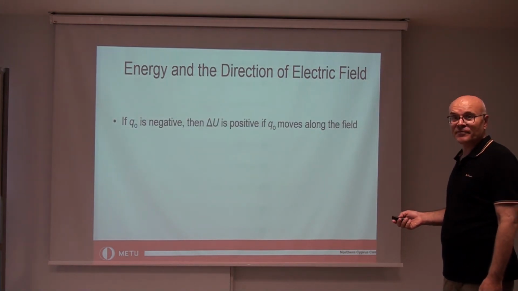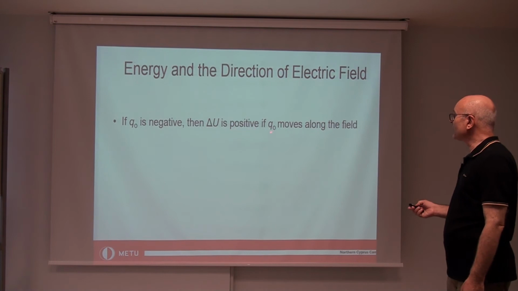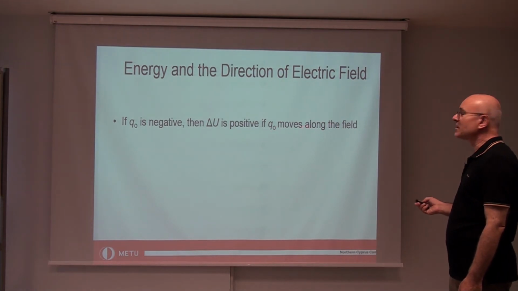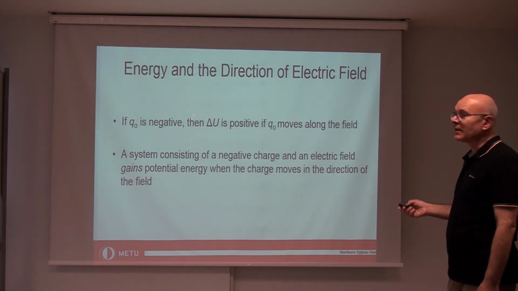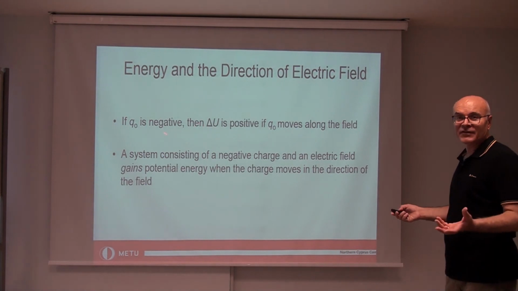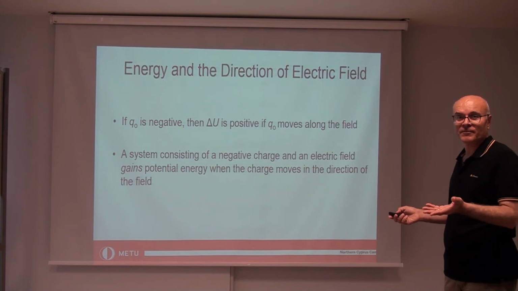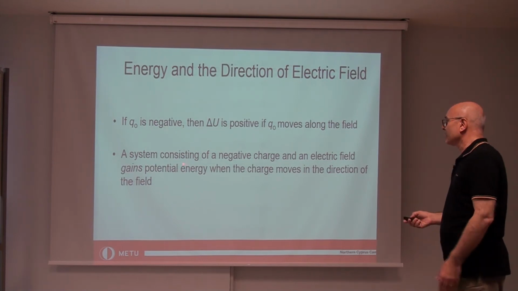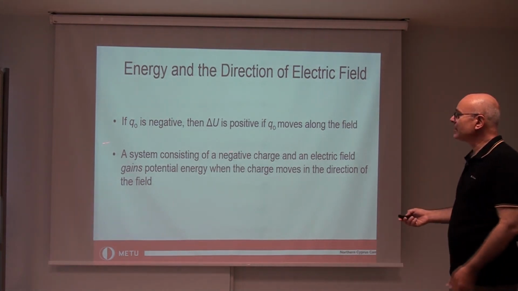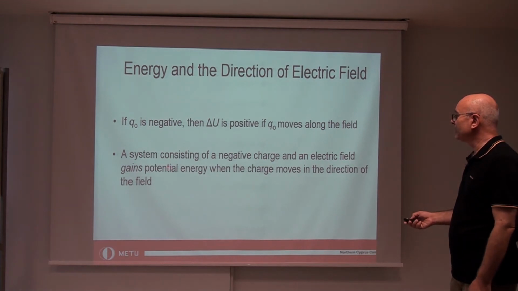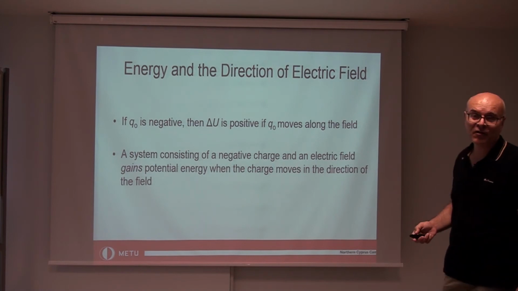If the test charge Q naught is negative, then delta U is positive if Q naught moves along the field. Okay, why? Because what is delta U? It's Q naught delta V. Delta V along the field is negative. Q naught is negative, negative times negative is positive. And of course, if you have a system which consists of a negative charge and an electric field, then that system gains potential energy when the charge moves in the direction of the field.